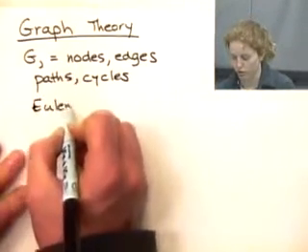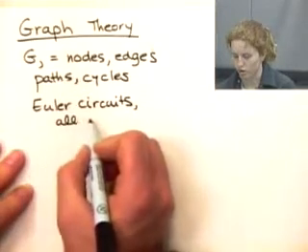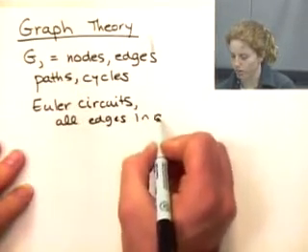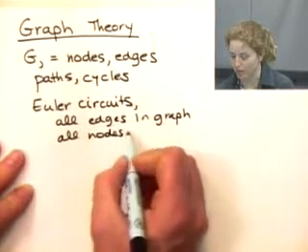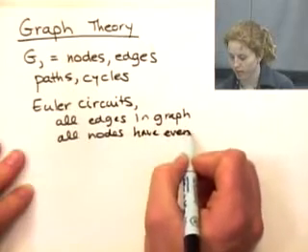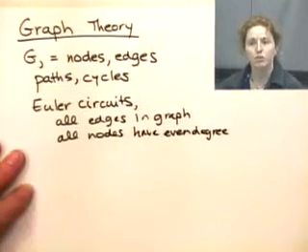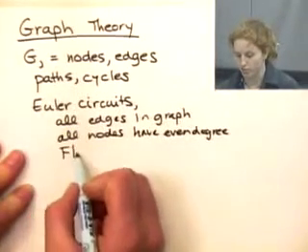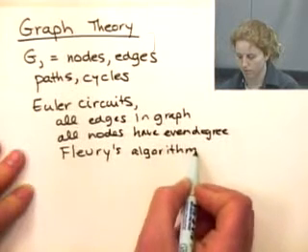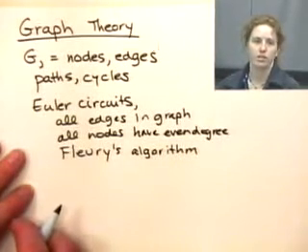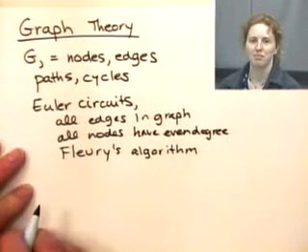We have Euler circuits, which use all edges in a graph, and all nodes have to have even degree. And if they do, there's always an Euler circuit. The algorithm to find an Euler circuit is called Fleury's algorithm. And that's basically a random add an edge, unless you can't, algorithm.